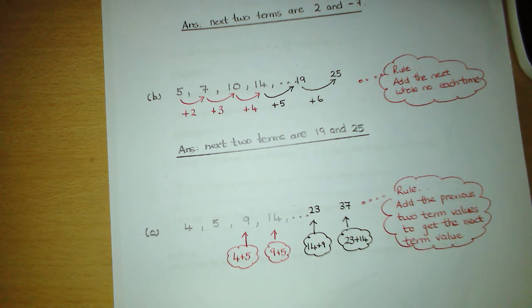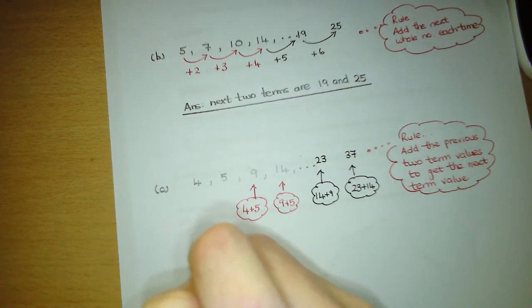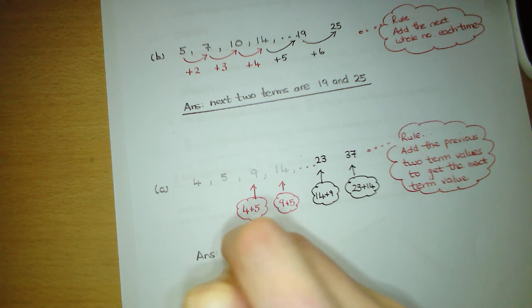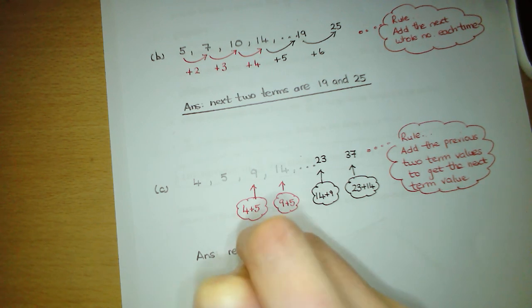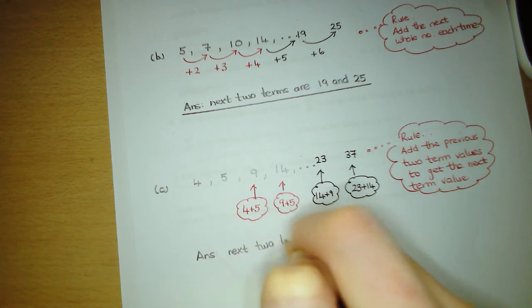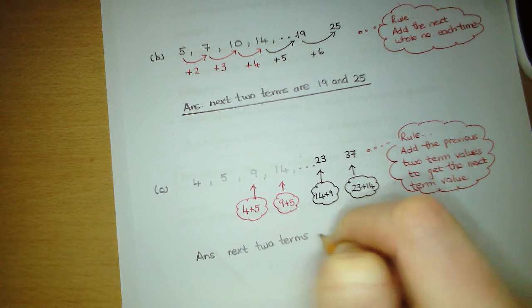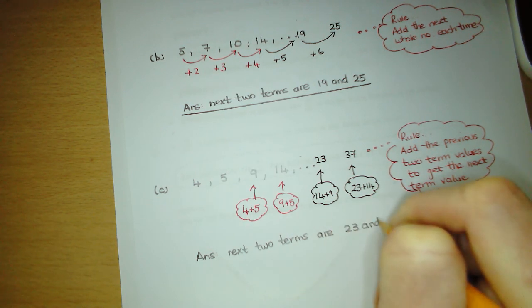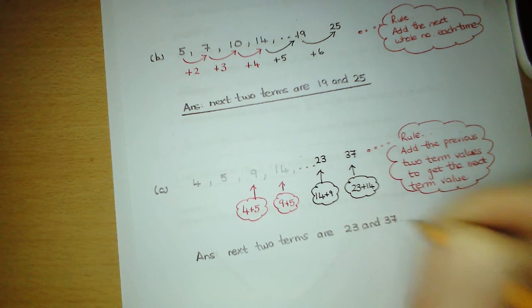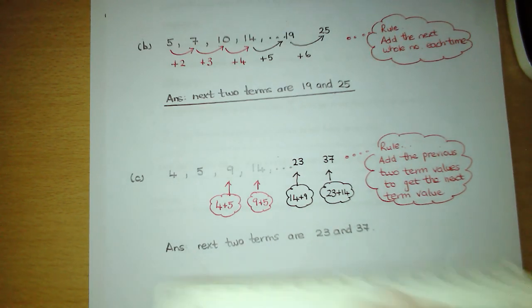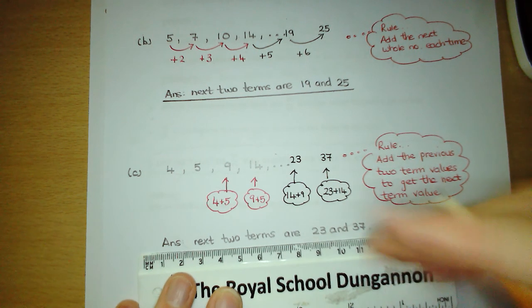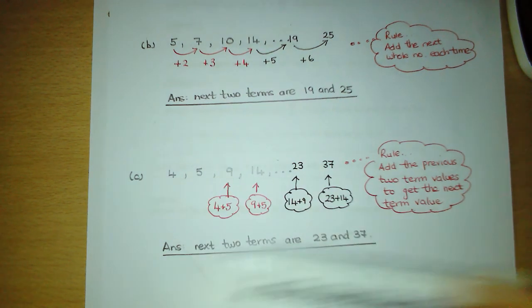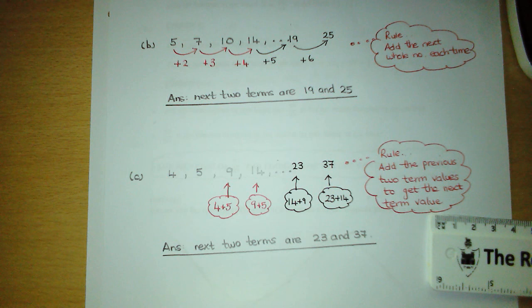So our final answer then, the next two terms are 23 and 37. And that's it. So that's all we're doing. We're just using a simple rule. We're using common sense to allow us to move from one term value to the next without having to find an nth term formula.